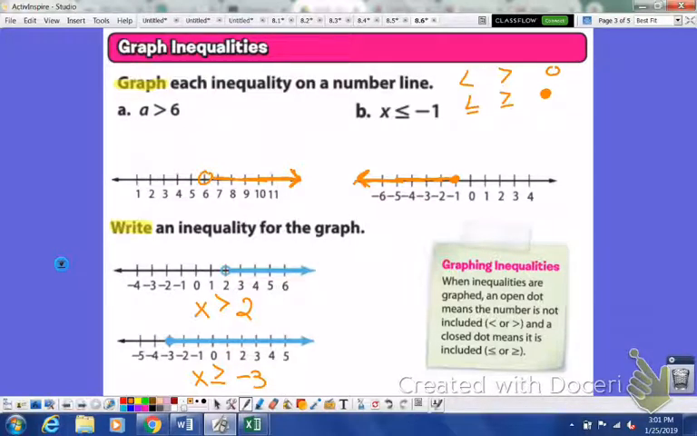We already wrote it up here real quick, but going over our sticky notes, when inequalities are graphed, an open dot means the number is not included, so less than or greater than, and a closed dot means it is included. So for this situation, for our solution set, 2 would not be included because 2 is not greater than 2. Versus down here, -3 would be included because -3 is greater than or equal to -3. So make sure you know what the closed dot and open dot stand for. Alright, that one was pretty short. That's the end of section 6.